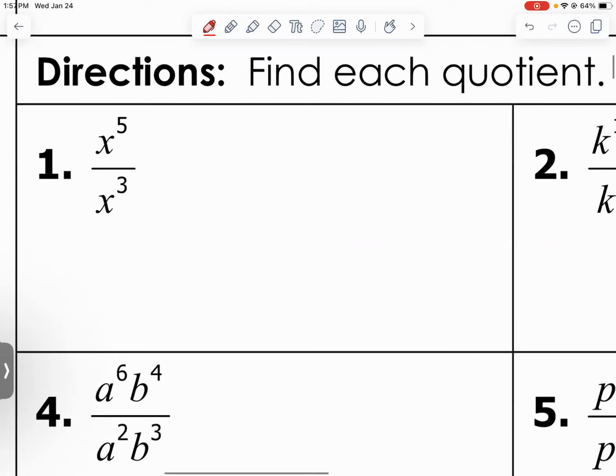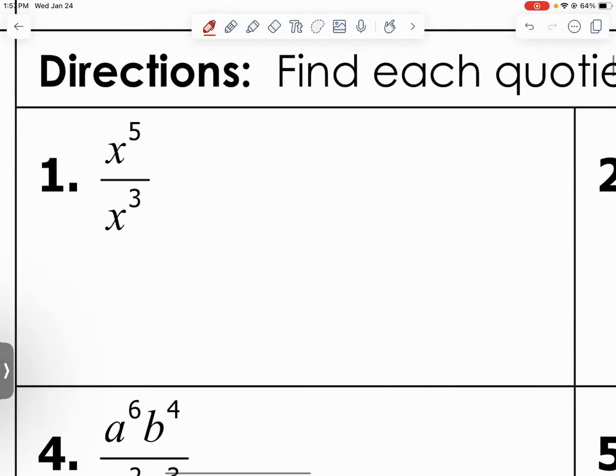All right, so number 1, we are dividing x to the 5th and x to the 3rd. What are we gonna have? X to the power of 2, because we're going to take 5 minus 3.